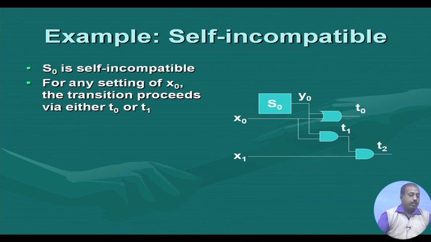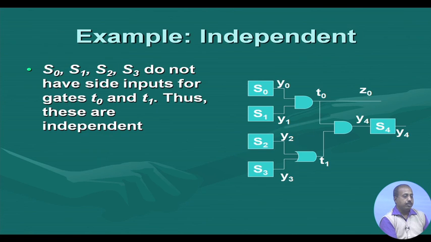Other than that are the self incompatible cells. So, self incompatible is like this. S0 is self incompatible because for any setting of X0, the transition proceeds either via T0 or via T1, because X0 is 0 or 1. If it is 0, this Y0 will go to T0, and if X0 is 1, then it will go to T1. So, that way this S0 becomes self incompatible. So, it cannot be controlled anyway. So, they can be put into any arbitrary group because they are not compatible with themselves.